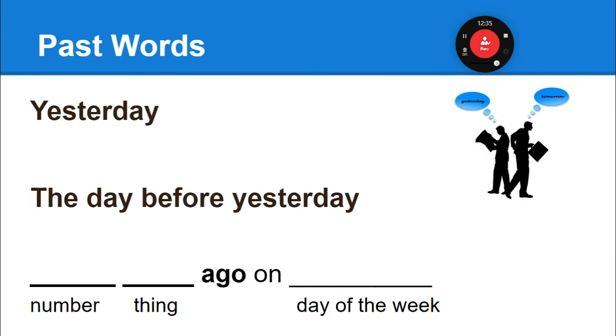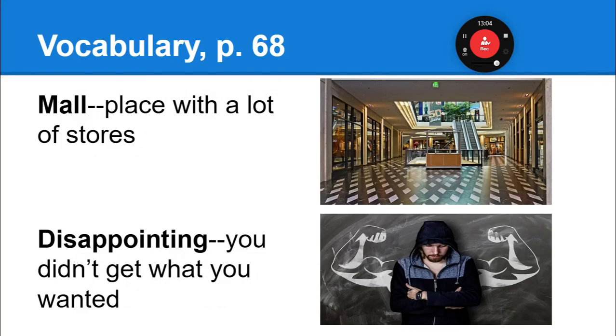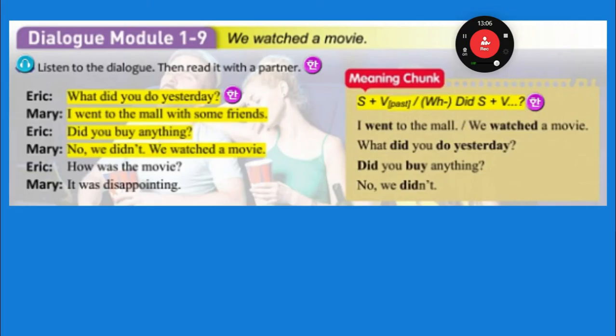Yesterday, the day before yesterday, and number, thing, ago, on, day of the week. Let's see, 1 week ago on Thursday. So be sure you understand all of these terms and how to use them. We probably will not have a calendar on the test, but you do need to understand what all of these mean and how to use them. You're sure you understand the vocabulary? Listen and repeat one more time.